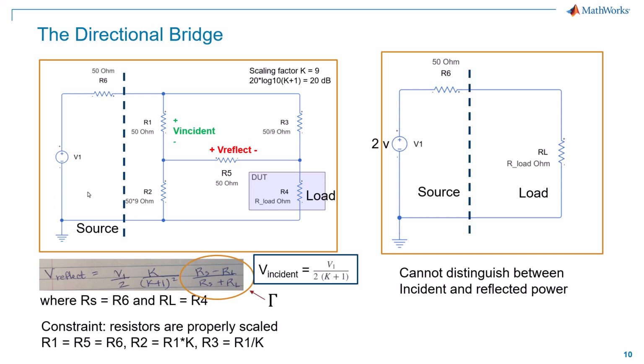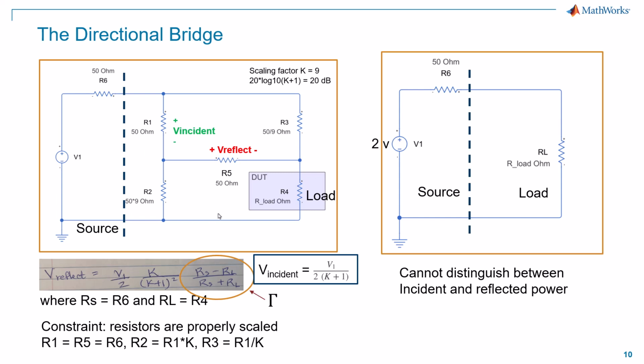That equation is, again, V1 over 2 in each case, because at bridge balance you've got V1 over 2 here. So it's V1 over 2, scaled by the scaling factor K over K plus 1 squared, and then multiplied by the reflection coefficient, capital gamma, which is the difference between the source impedance and the load impedance, over the sum of those two, where RS and RL here correspond to R6 for RS and R4 for RL.